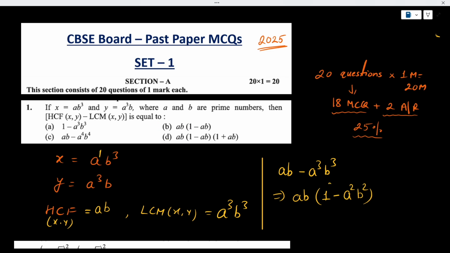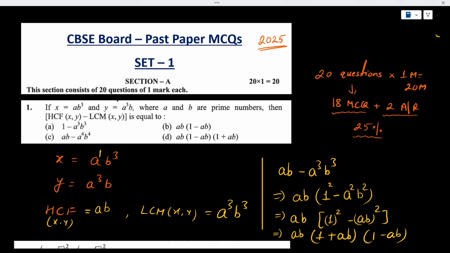You know that this is 1 squared, so it is in the form of A square minus B square, which can be written as 1 square minus ab whole square. Now, A square minus B square is A plus B times A minus B. So you can write 1 plus ab times 1 minus ab. This is the simplest, irreducible factorized form. So which option is right? Option D is your right option.